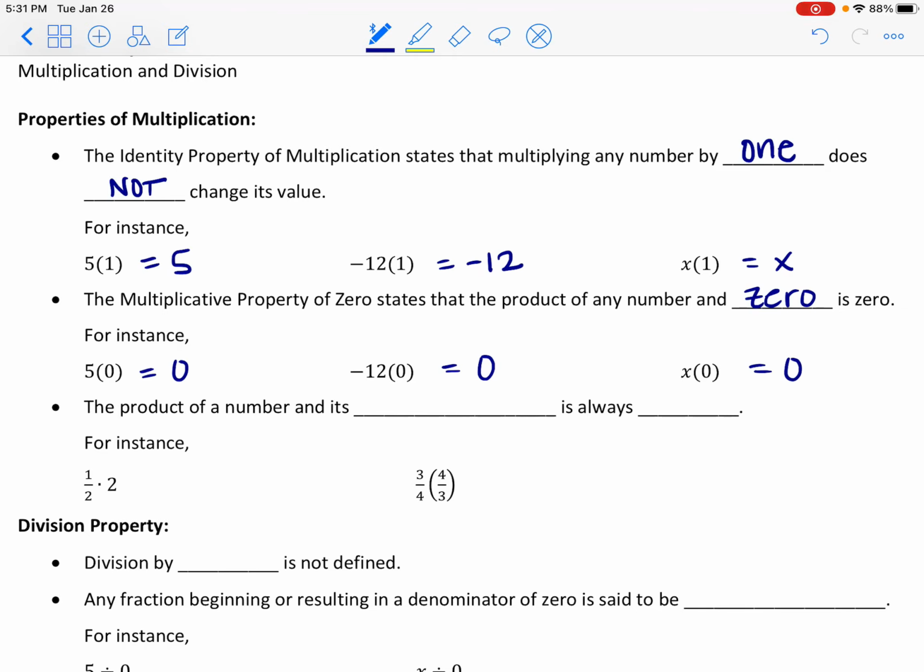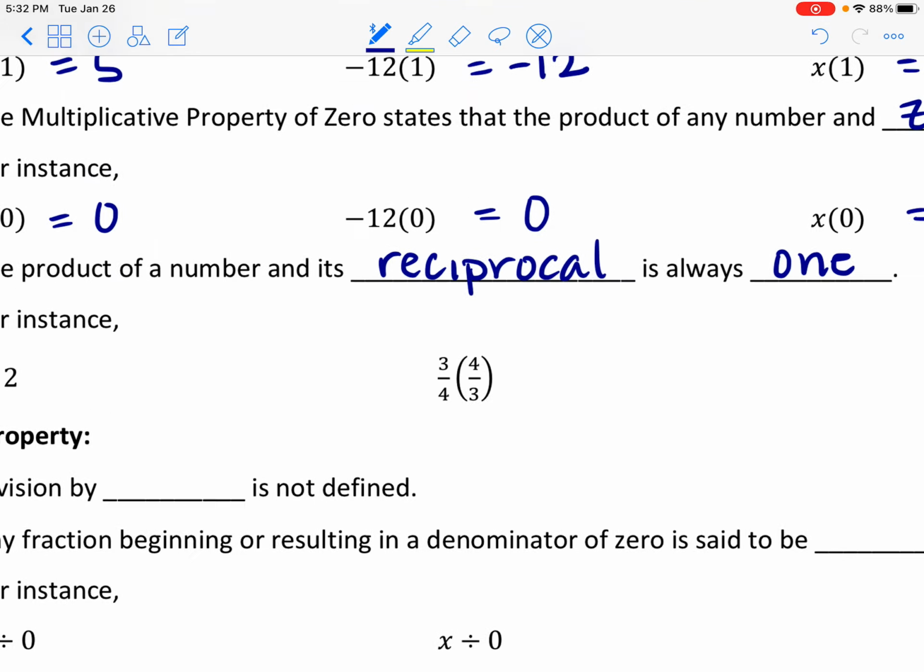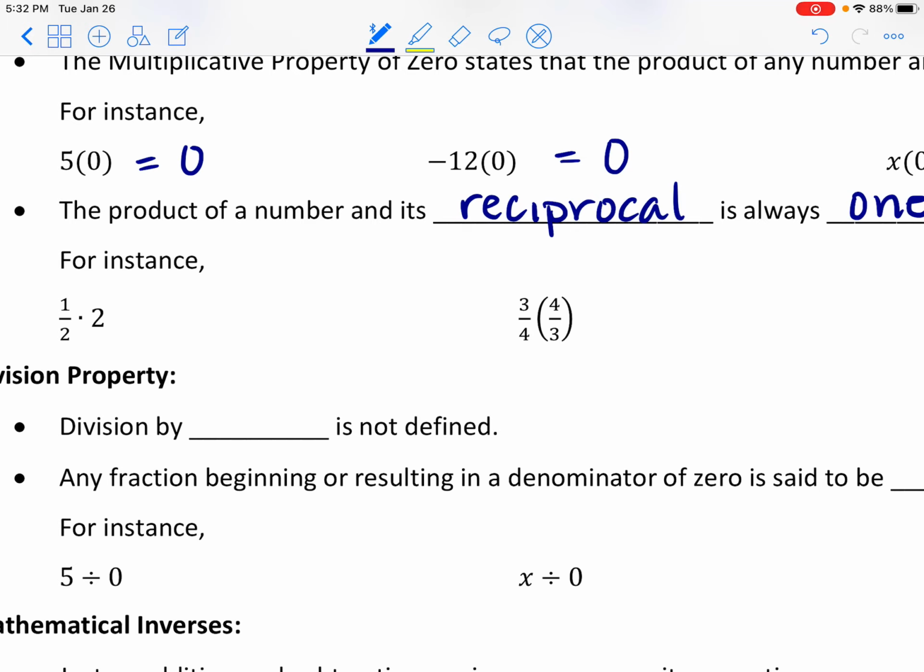Now the third one we're going to talk about here is not really a property with a special name. It's just kind of a nice to know thing. But the product of a number and its reciprocal is always 1. So if you haven't heard that word reciprocal in a while, reciprocal is just flipping the numerator and denominator. So the numerator becomes the denominator and the denominator becomes the numerator. You flip a fraction to make its reciprocal.